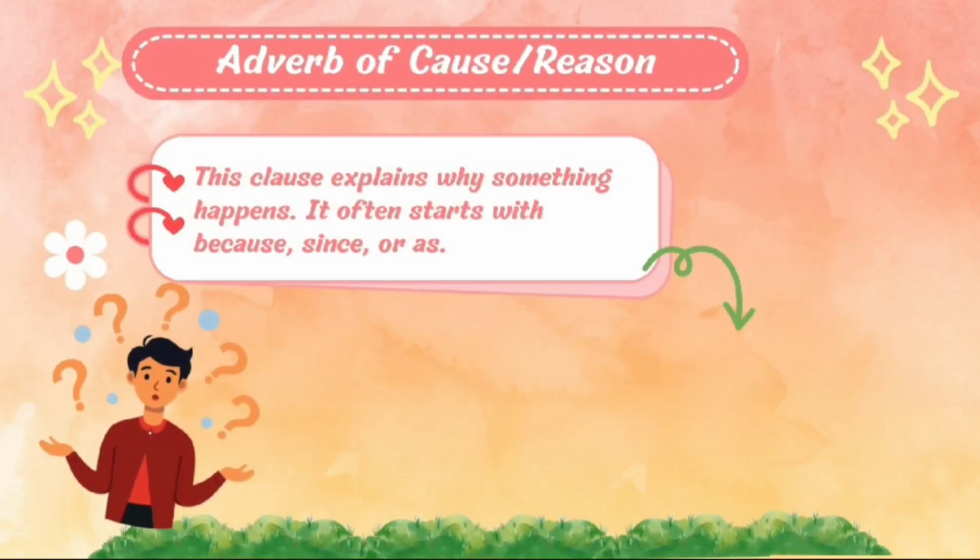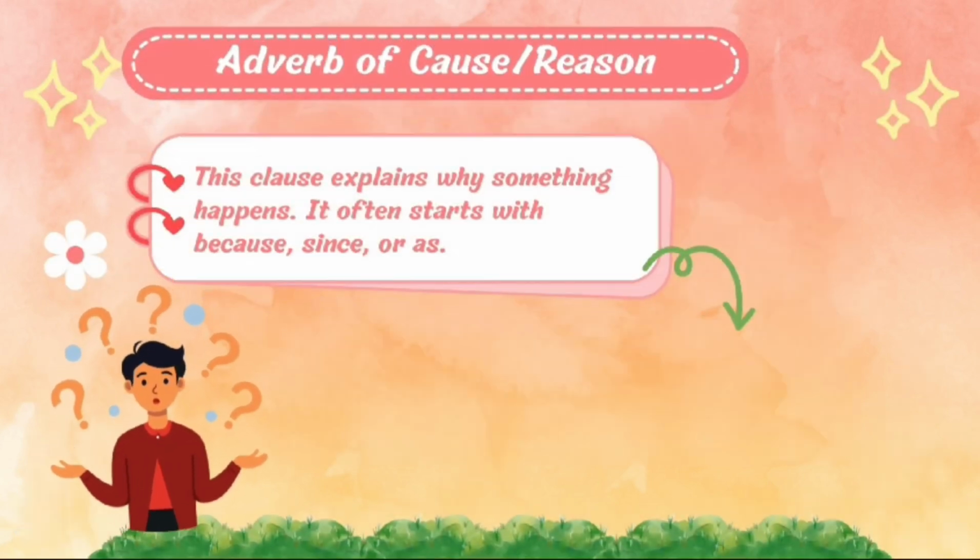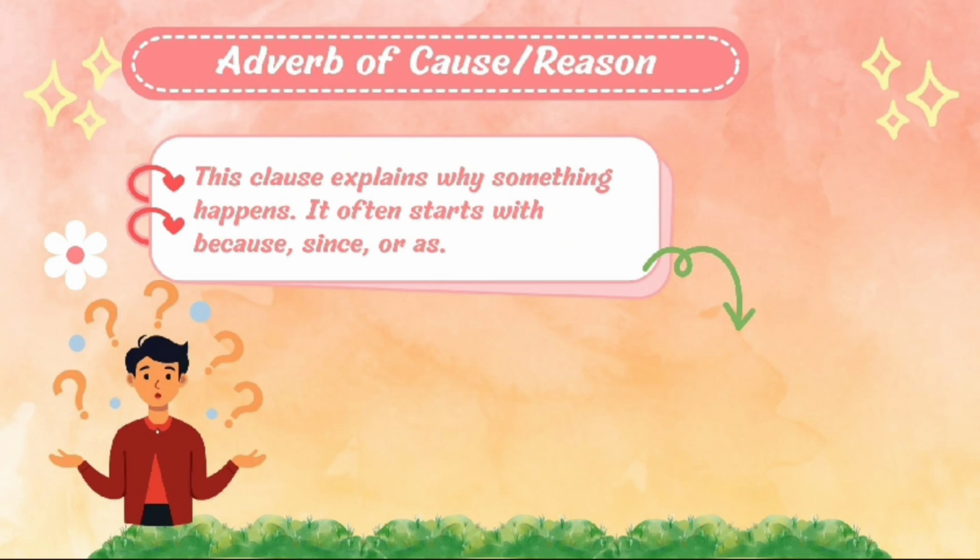The second type of adverb clause is the adverb clause of cause or reason. This clause gives the reason why something happened. It usually answers the question why or what caused it. This adverb clause explains the reason for an action or situation. It is usually preceded by because, as, or since.